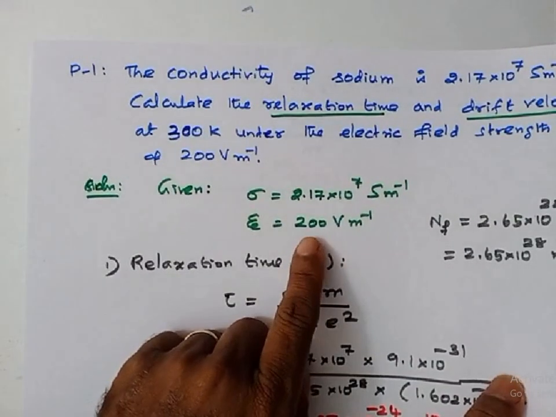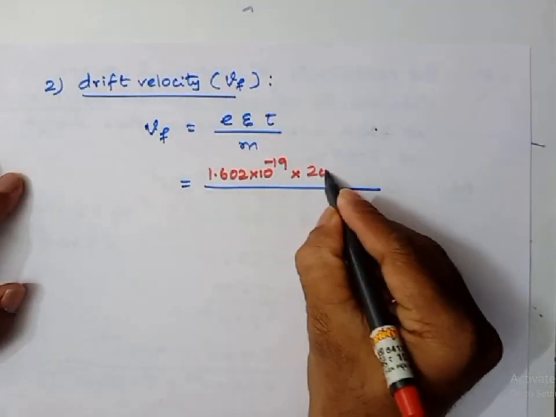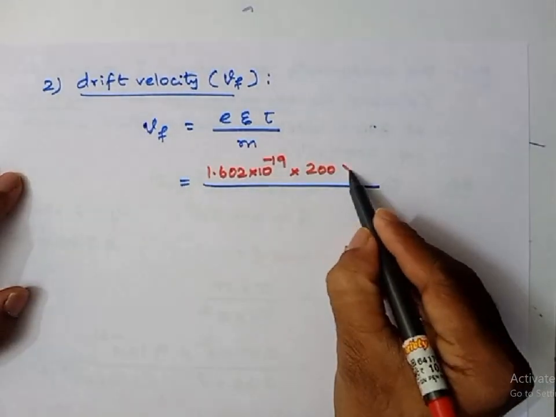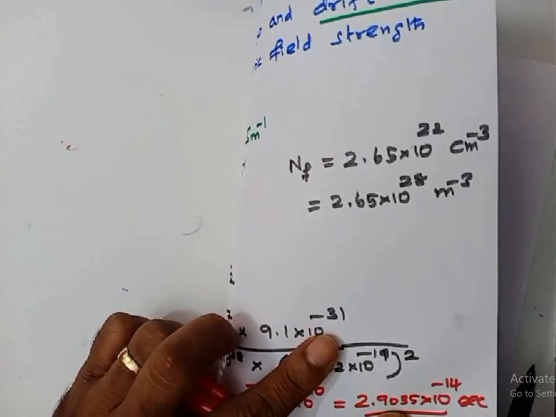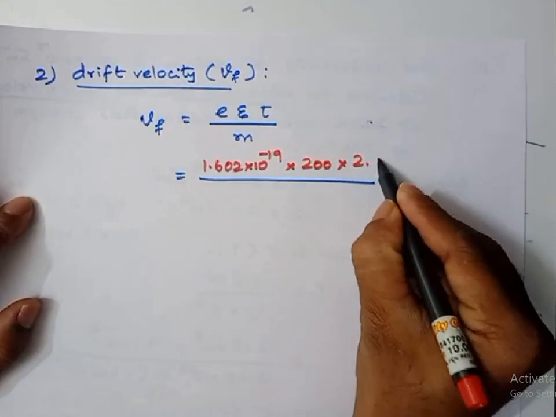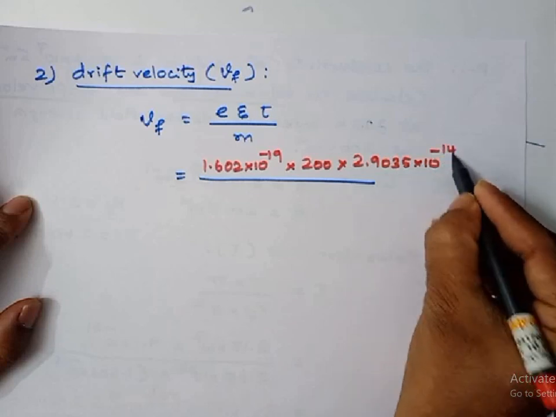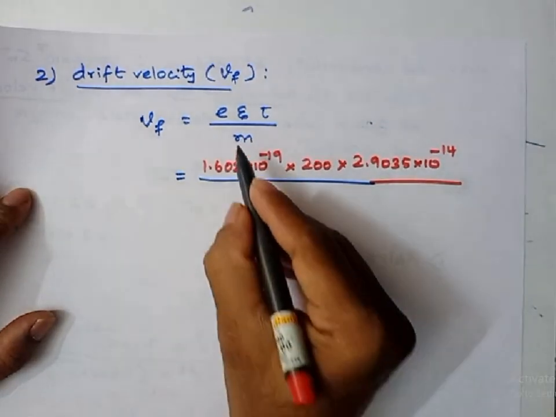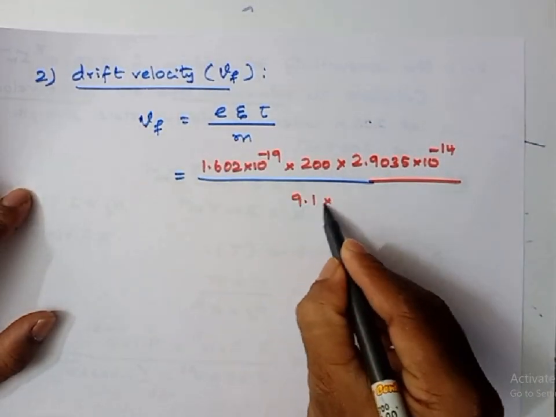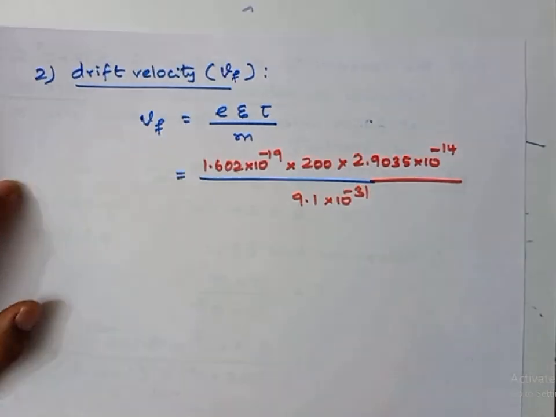Okay, the value is 200 volt per meter, so I'll substitute the value as such, 200 volt per meter, into tau, the relaxation time we just calculated, 2.9035 into 10 power minus 14 seconds, divided by the mass of the electron, 9.1 into 10 power minus 31 kg.